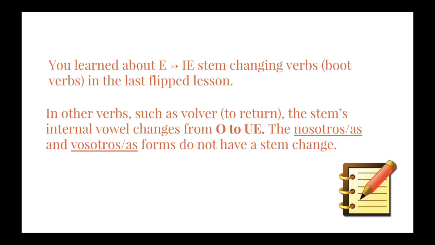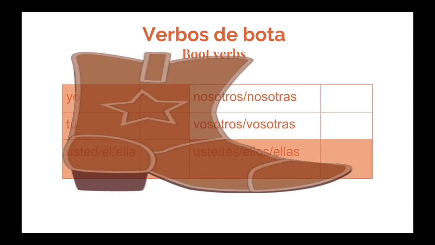Alright, here we go. You learned about the E to IE stem changing verbs, or boot verbs, in our last video. This prior knowledge will definitely help you with what we're learning about today, because the process of conjugating O to UE stem changers is actually the same as conjugating E to IE stem changers. Just like the name says, you change O's to UEs. Also remember that there is not a stem change in the nosotros and vosotros forms because they are outside the boot, and only forms inside the boot get the stem change.